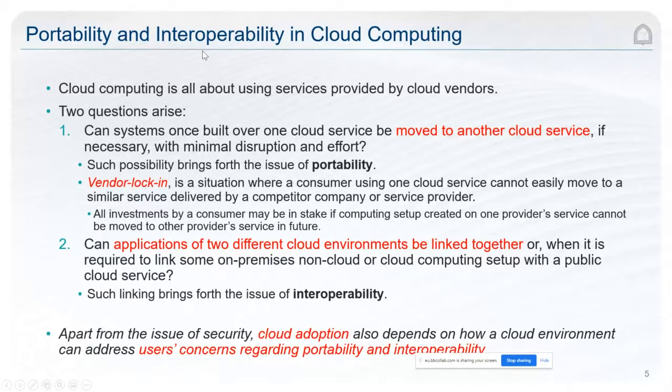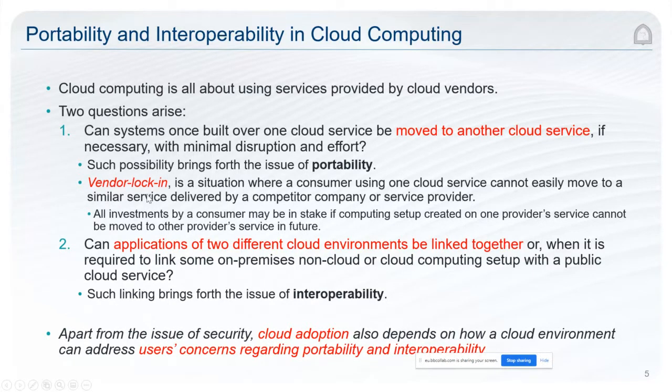This is portability. Interoperability means two different cloud computing services working together. This is interoperability. How much two different cloud services work together or can interchange services. So now we understand portability and interoperability.